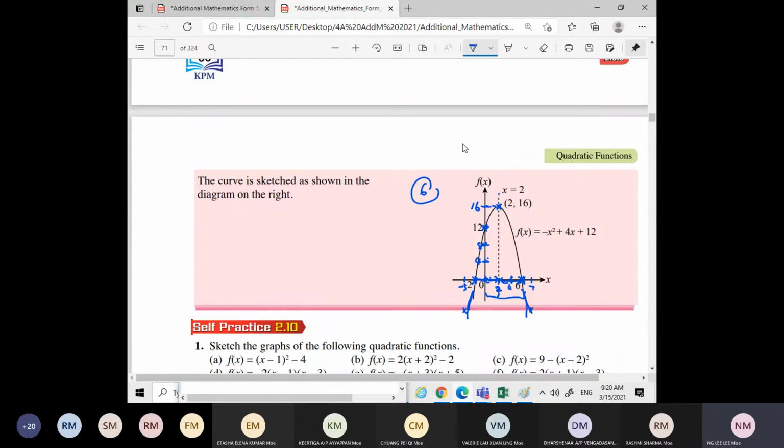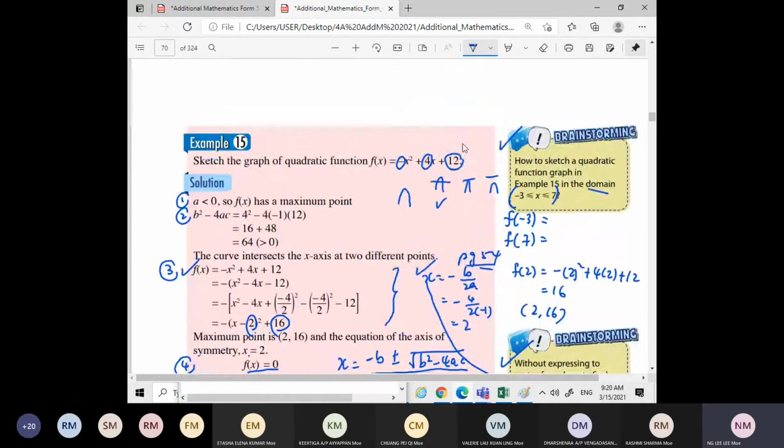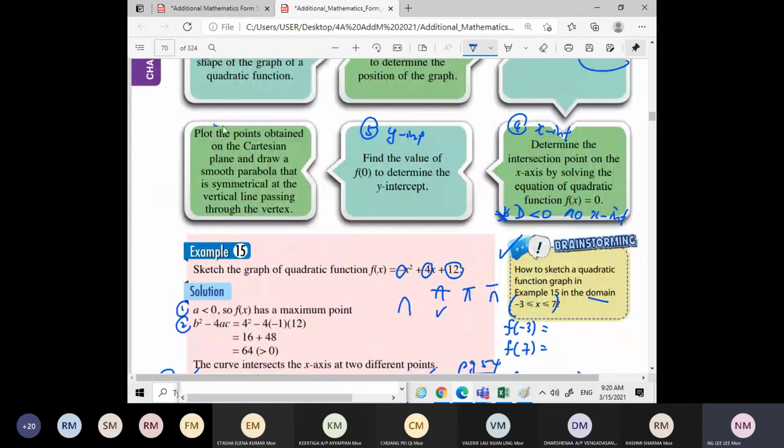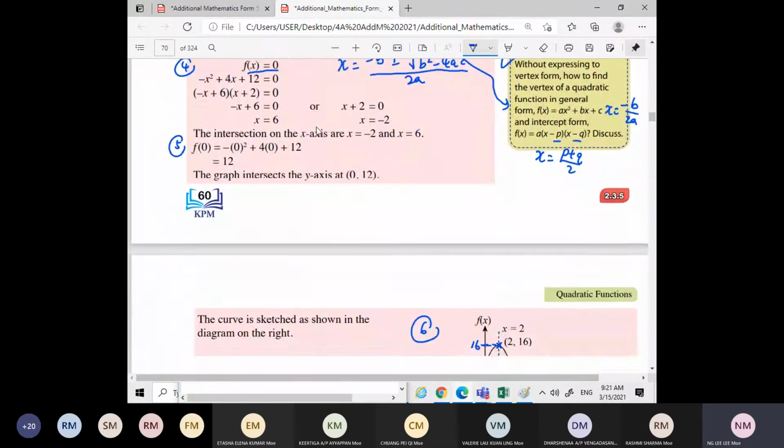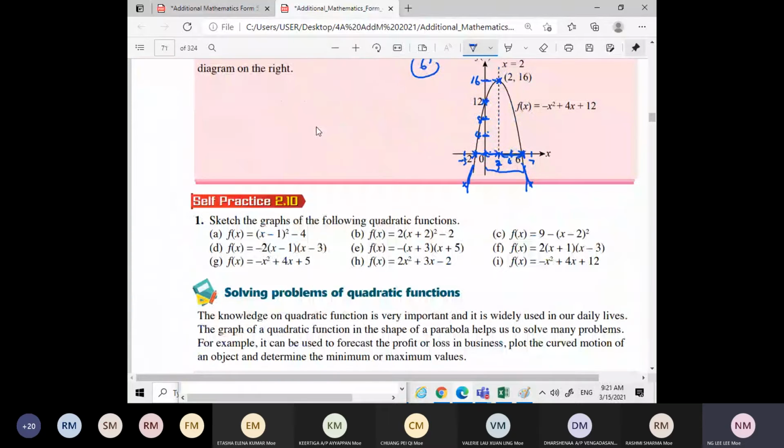Okay, remember, in your last step, uniform scale. When you hand in, please, if you're not uniform scale, I really don't know. I remind you many times already.